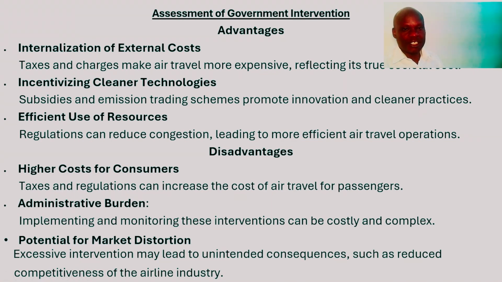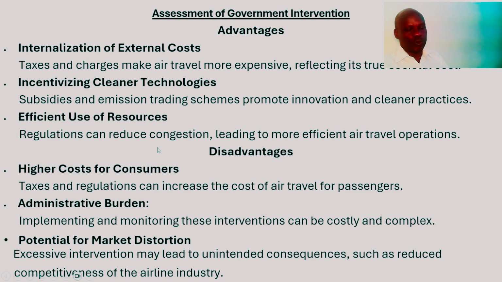Now, assessment of government interventions. One advantage of government intervention is internalizing of external costs. We had said that these airlines may not be so keen on the external cost, but now the government's intervention will ensure that they internalize such costs into their pricing strategies. Two, incentivizing cleaner technologies. Subsidies and emission trading schemes promote innovation and cleaner practices. Three is efficient use of resources. Regulation can reduce congestion, leading to more efficient air travel operations and thus reducing delays.